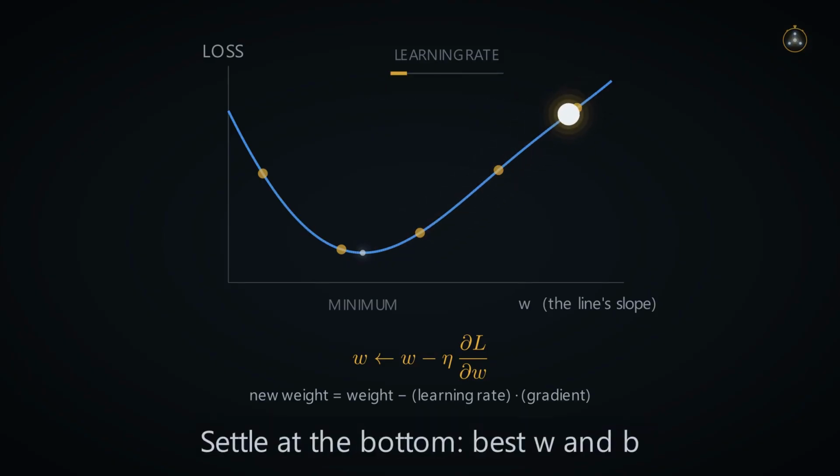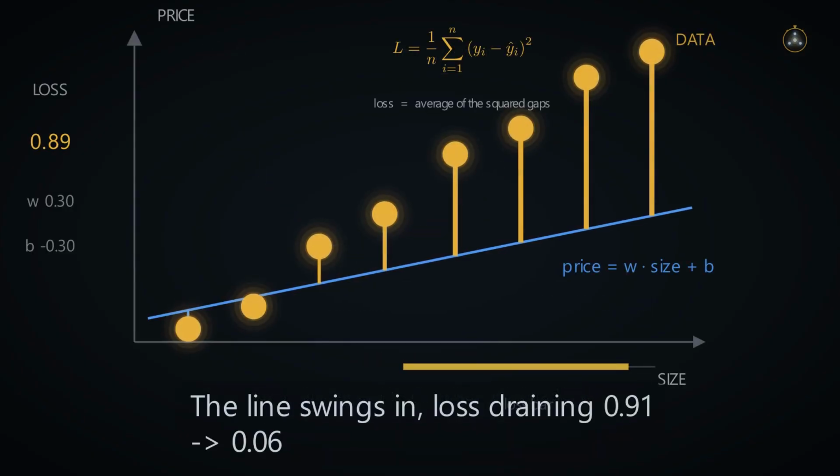With a sensible rate, the steps shrink until the ball settles at the bottom. The ground here is flat, slope 0, nowhere lower to go. The knob setting at this spot is the answer. The W and B that fit our houses best. Now carry them back to the line. Same thing, now on the dots.